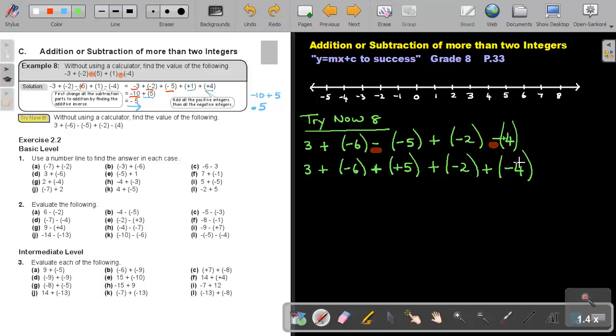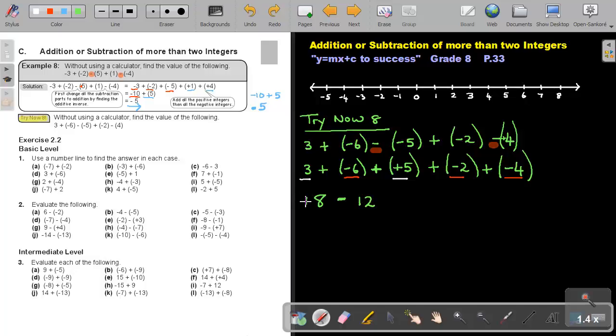And now I can look at the ones with the same signs. Okay, there's a positive, and that looks all like negative. So it's 5 plus 3, so that will just be 8. And now let's look at the negative ones. There's a negative, there's a negative, and there's a negative. So what do I do? If the signs are the same, I keep the sign and I add the numbers. 6 plus 2 will be 8, plus 4 will be 12.